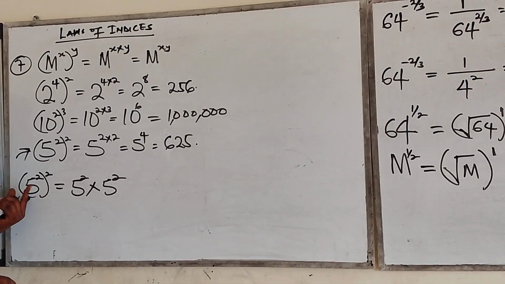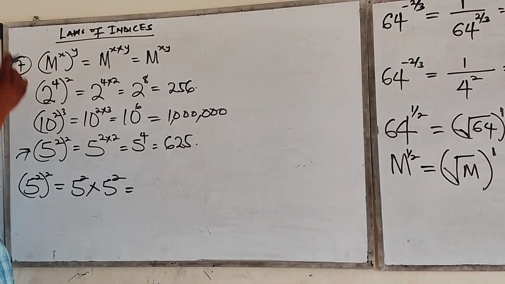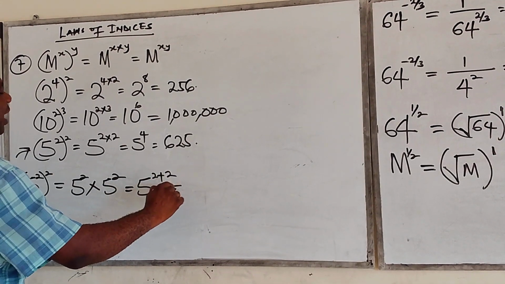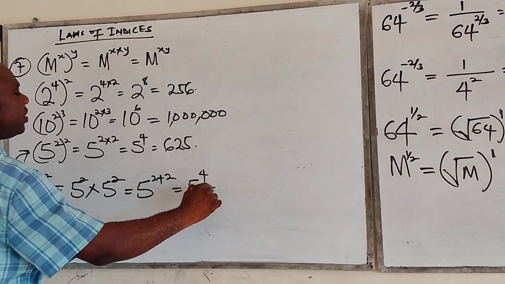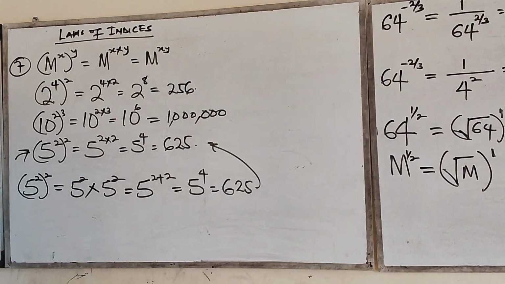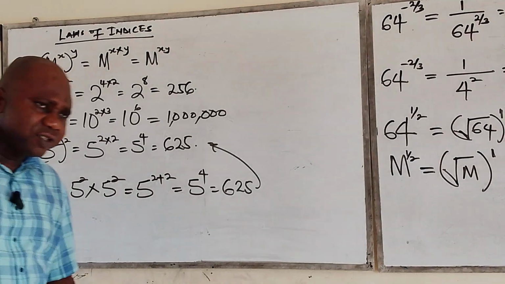Yes, square of this. So now from the first law of indices, we can also say this is the same as 5 raised to the power of 2 plus 2. And that will give you 5 raised to the power of 4, which is 625. This is the same value as here. So that is the seventh law. Now let me state this.